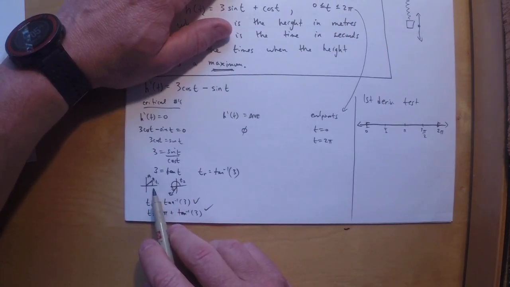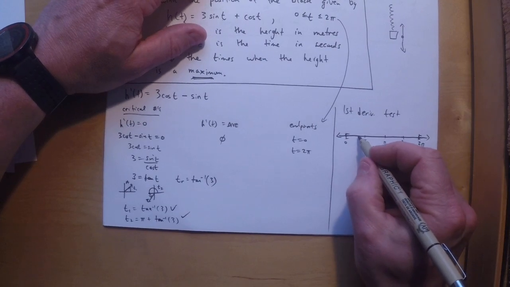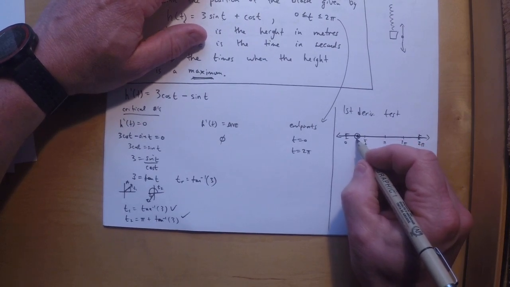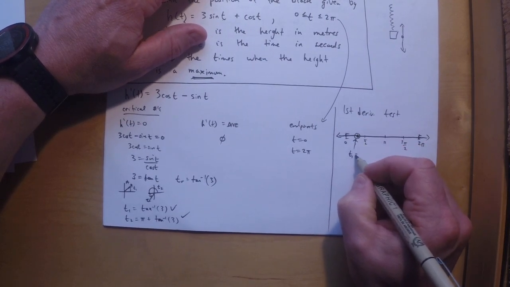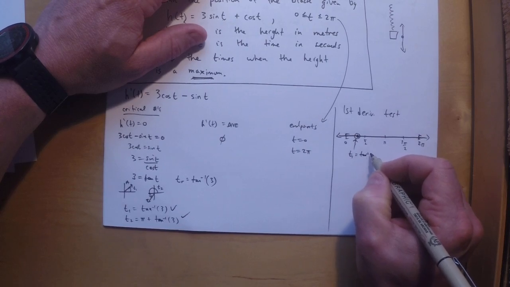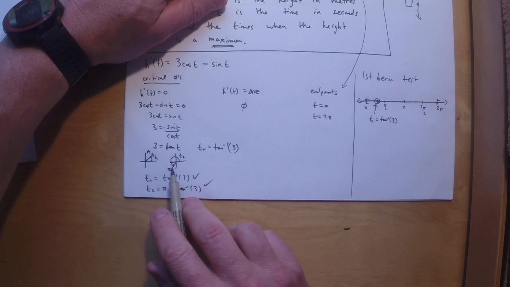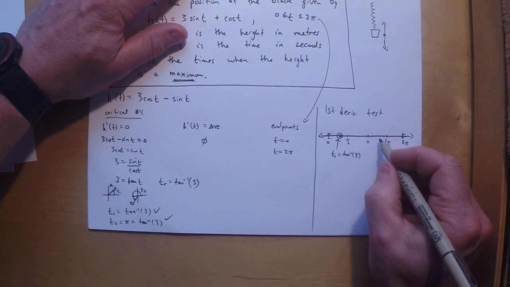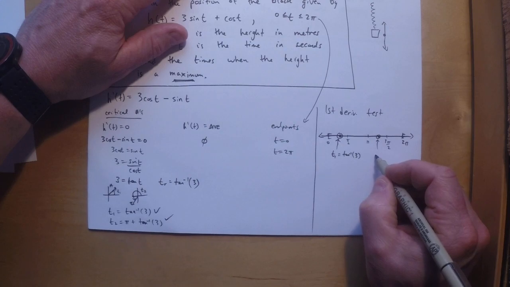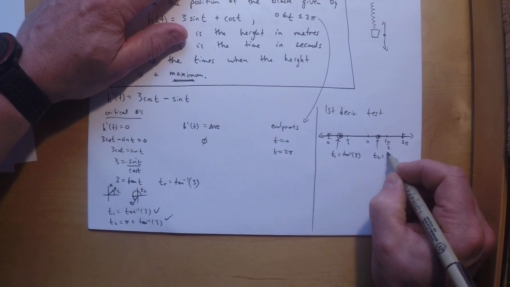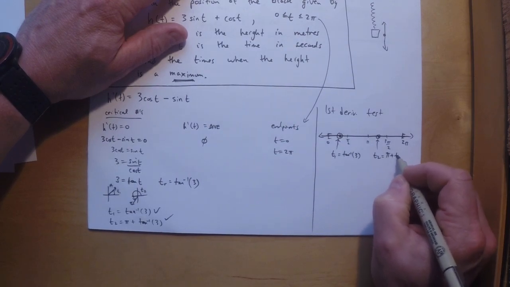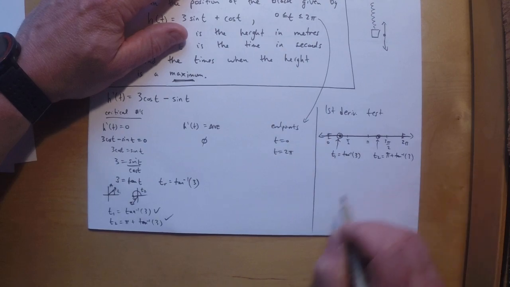I know this first answer was between 0 and 90, so somewhere in here there's a time 1 of arctan or inverse tan of 3. And the other one is going to be in quadrant 3, which is between here and here, so it's somewhere in there. There's time 2, pi plus arctan of 3.